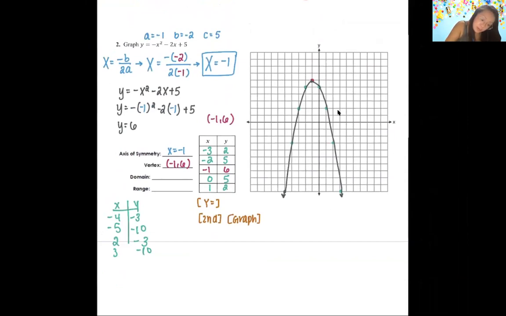Our domain for this quadratic function is all real numbers. And our range, we are going to build it. Our range is our y value. At our vertex, the y value is 6. Notice our graph opens down, so all of our y values are going to be less than or equal to 6.